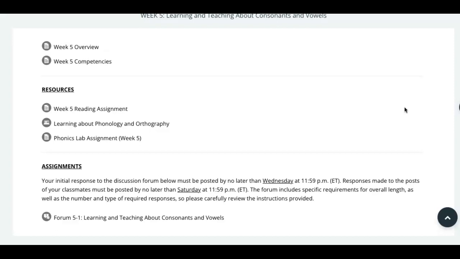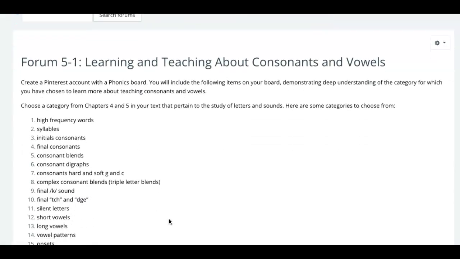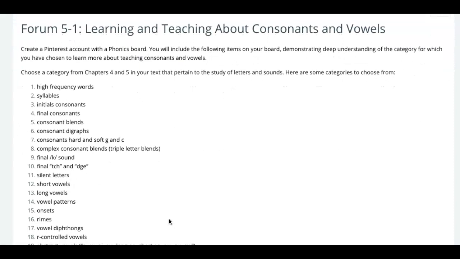Now, I want to look at Forum 1, which is your only forum this week, which is learning and teaching about consonants and vowels. If you don't already have a Pinterest account, you're going to need to create one. You're going to create a Pinterest account for a phonics board. You will include the following items on your board, demonstrating deep understanding of each category for which you have chosen to learn more about teaching consonants and vowels.